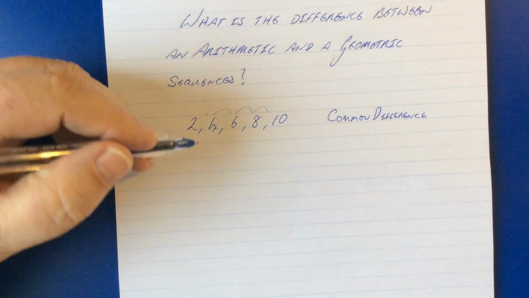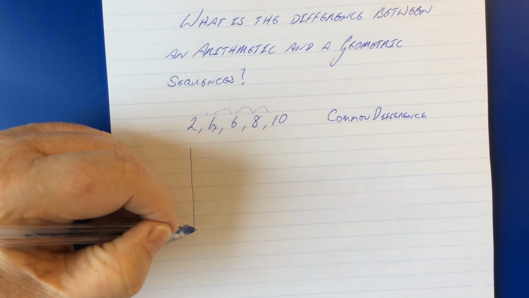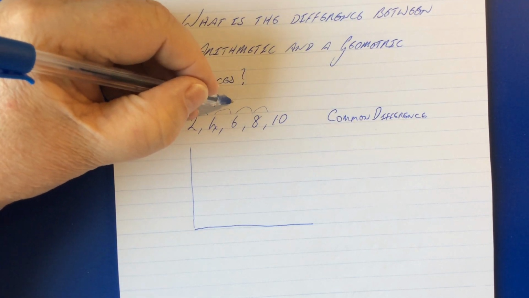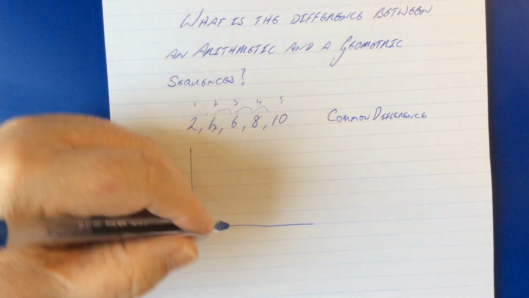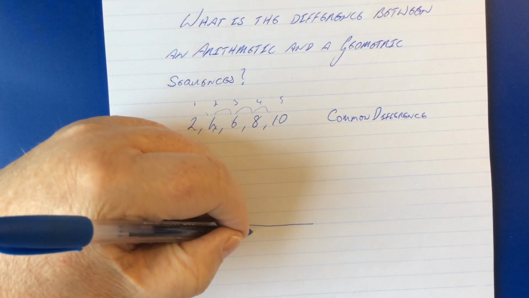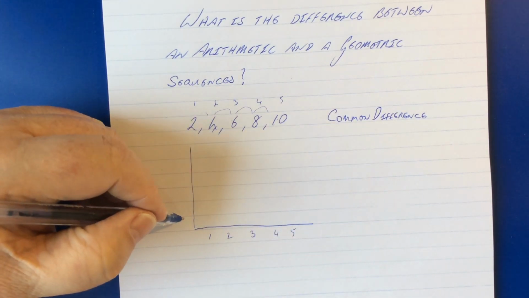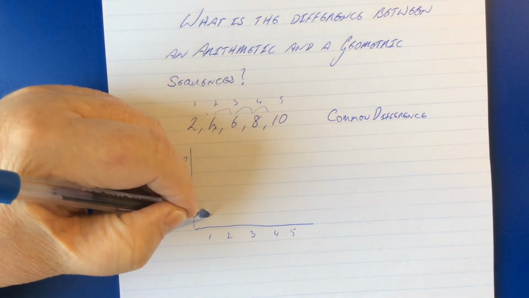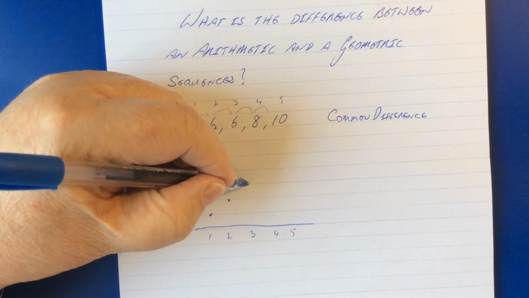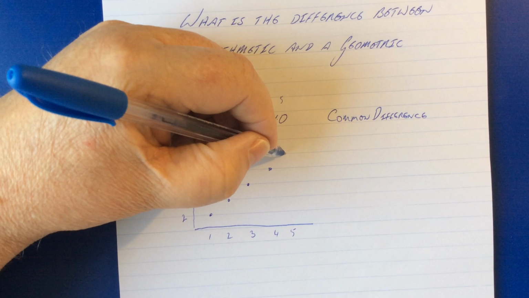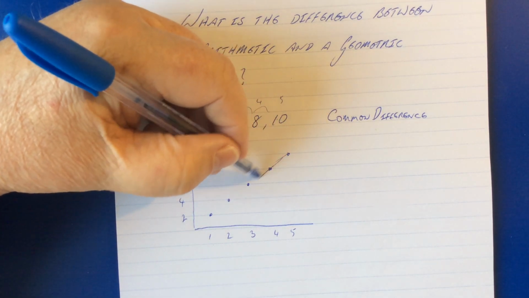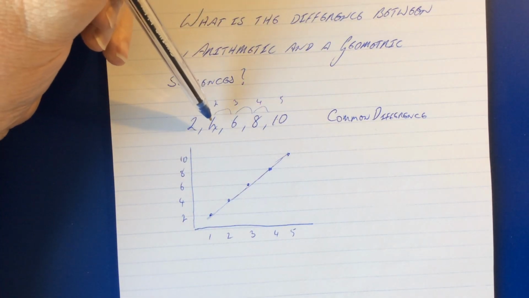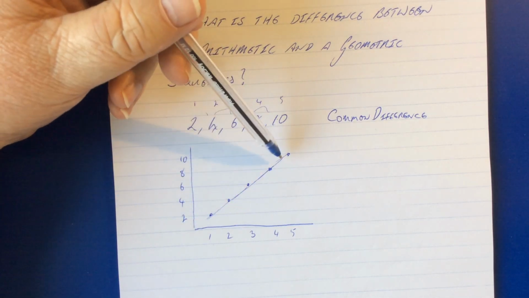Now, a consequence of that is that if you were to graph this and you were to call this, say, term 1, term 2, term 3, term 4, and term 5, so I'll number them here, 1, 2, 3, 4, 5, and up the side 2, 4, 6, 8, 10, the actual numbers in the sequence, this is what you would get. Allowances have to be made for my poor drawing, but what you get is a straight line. An arithmetic sequence is evidenced by a straight line on a graph.